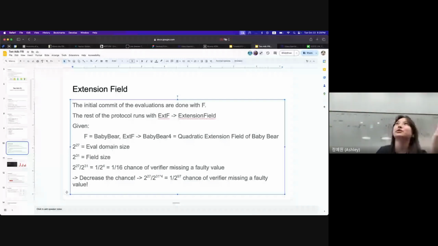I might have to mess this up a little bit, but we want to ensure that it's secure enough. To do that, we increase the value of the bottom, our denominator, our field size. And the way we do this is by using quadratic extension fields instead. So we use BabyBear 4, and this means that the field size is multiplied by 4. Yes, quadratic.